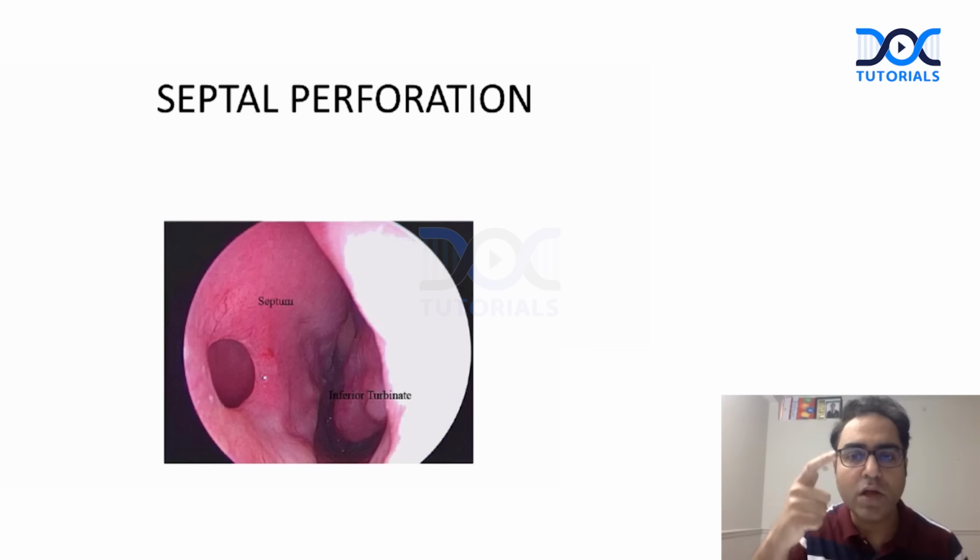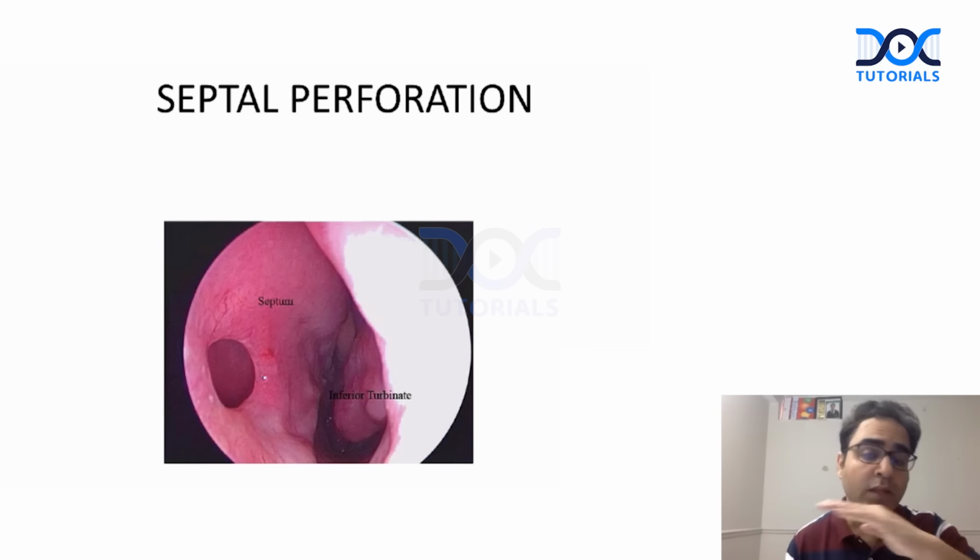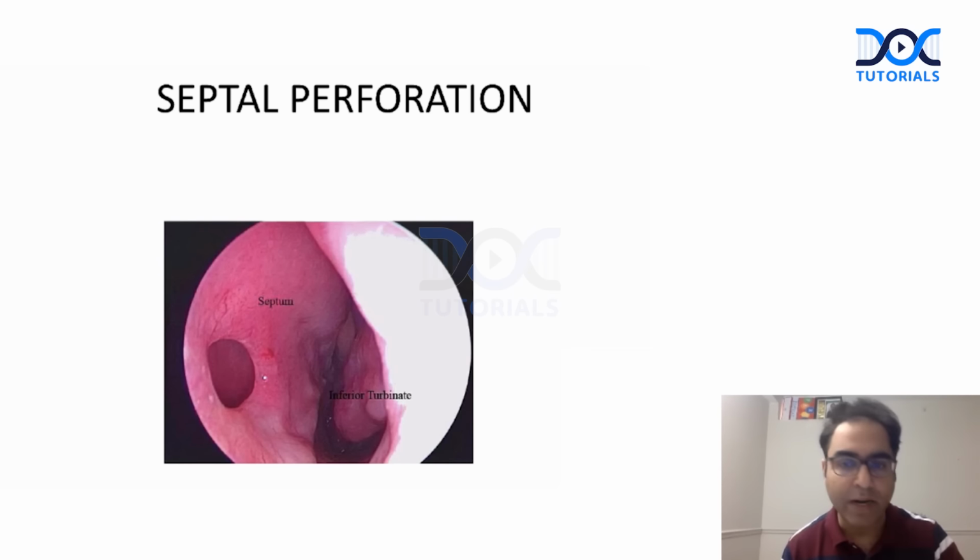Wegener's granulomatosis: the commonest presentation of this patient in ENT would be sinusitis kind of symptoms. Nasal features are perforation of the cartilage and bony part of the septum, epistaxis, and the systemic feature will be hemoptysis. Don't forget, this is a possible integrated question of ENT with medicine.